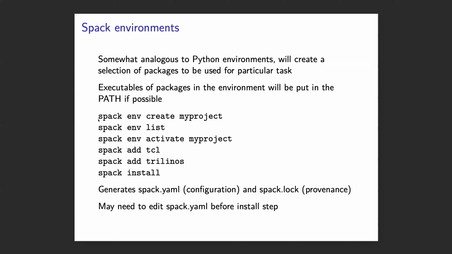So to create a project, I run spack env create my project. Of course, I could call it something else. I can then list the environments, just to check that it's there. Then I activate the environment, spack env activate my project. And then I specify what I want to have in the environment. So I don't run install yet. I run spack add. So here it's basically adding to the specification of the environment. I want, let's say, TCL to be in this environment, and I want the Trilinos package. And then I can run spack install, and this is the step which will actually install these packages.